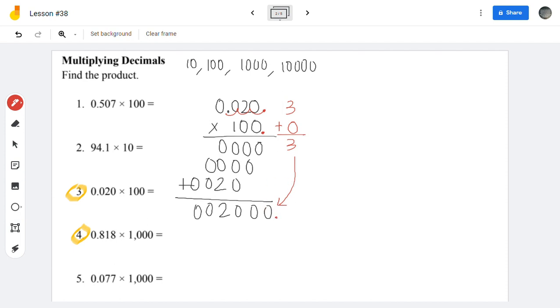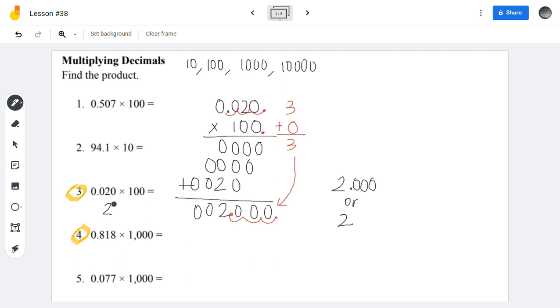So we're going to take this decimal point over here and move it 3 times to the left, because 3 plus 0 is 3. 1, 2, 3. So your decimal point should be between these two numbers, 2 and 0. If you rewrite this, it should be 2.000 or just 2. So now this is the long way.